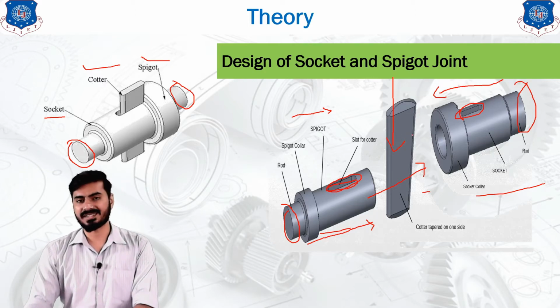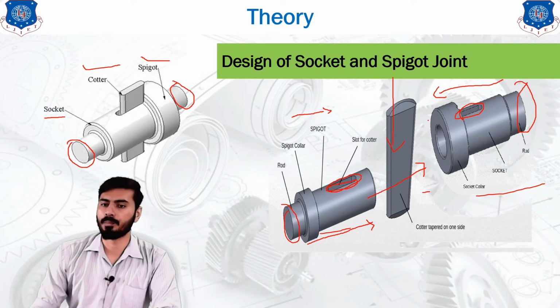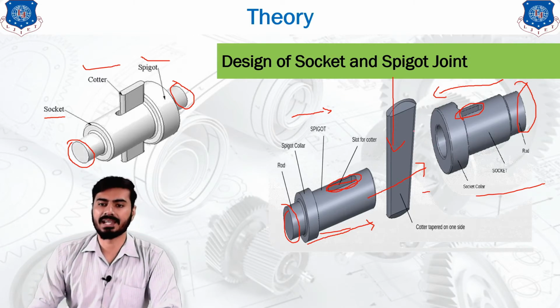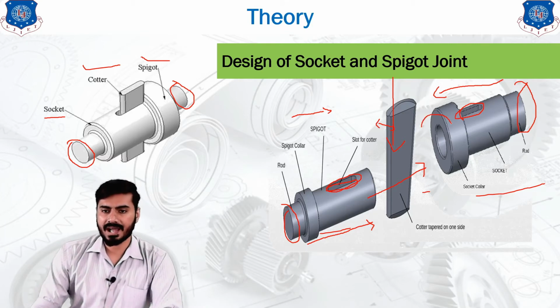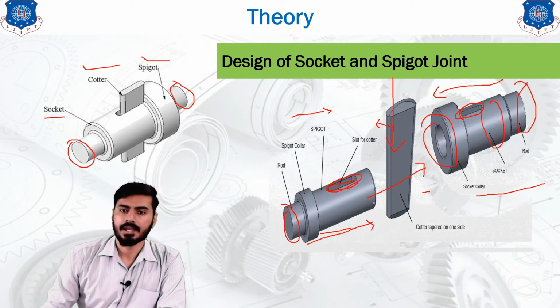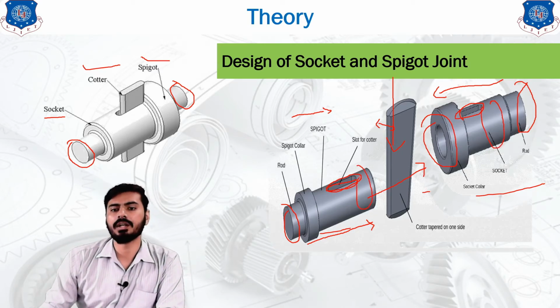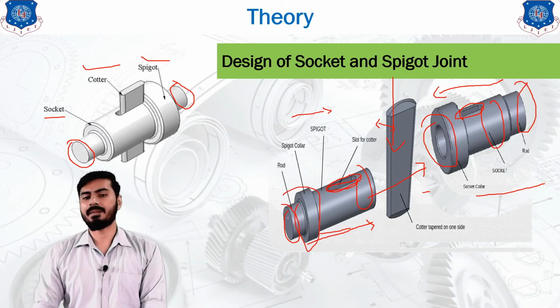and now we will see the design procedure, or the steps, to design the different dimensions of those components. How many dimensions are there? First of all, there will be the thickness of the quarter pin, which is visible from the side view, the outer diameter of the socket collar, the outer diameter of the socket, the inner diameter of the socket, the diameter of the spigot, the outer diameter of the spigot collar, and the diameter of the shaft.